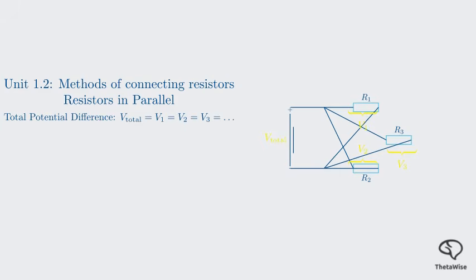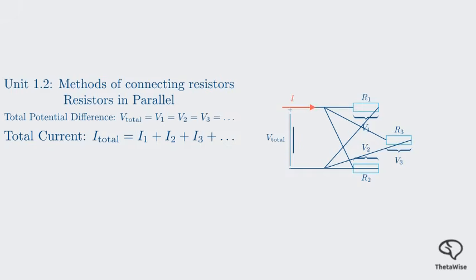This is because each resistor is connected across the same 2 points, so they all see the same potential difference. Second, the total current from the source splits and flows down each branch. This is why a parallel circuit is often called a current divider. The total current is the sum of the currents flowing through each resistor.